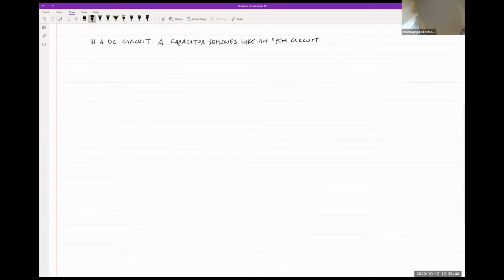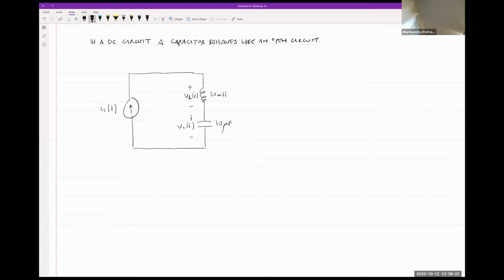Let's just look at a couple pretty straightforward problems here that are the ones that I have as examples. If we look at a series loop here with a current source and an inductor and a capacitor, and this current source is I_S of t, we have 10 millihenries here and 10 microfarads here, then this current flows around this circuit in a clockwise fashion, and it creates a voltage here that we call V_L of t, and a voltage here that we call V_C of t. Creates a voltage across both of them.